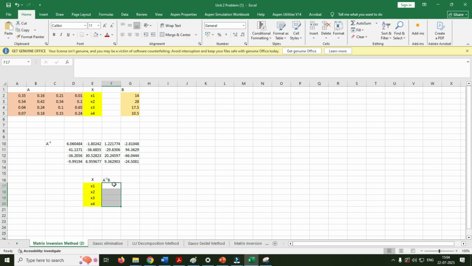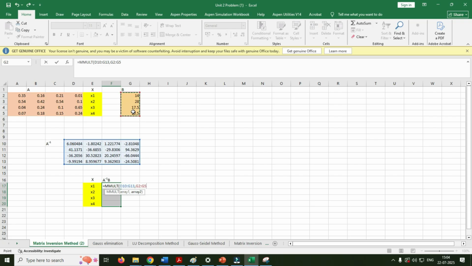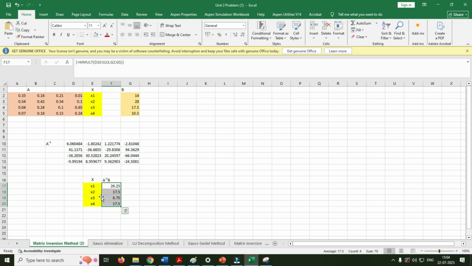Type equal to MMULT, matrix multiplication. Select the first matrix, comma, B matrix, that is the second matrix. Close the bracket. Again, Control Shift Enter. It is our solution through the matrix inversion method.